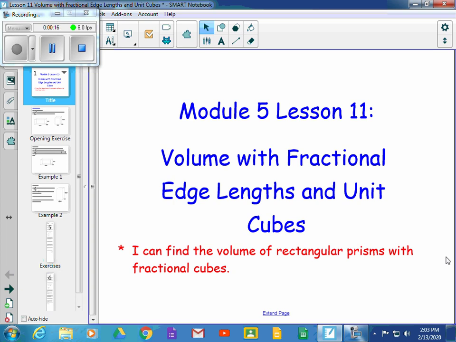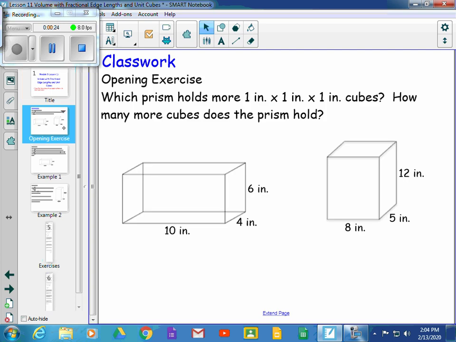As always, take good notes as you watch the videos. Pause the videos at any time necessary. Let's go to the opening exercises.